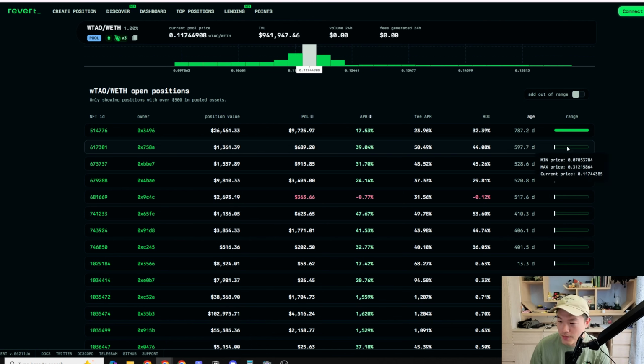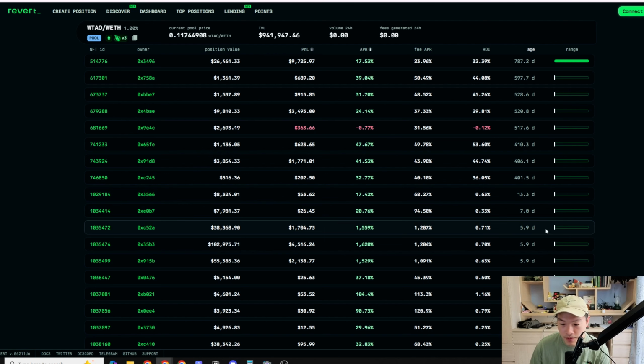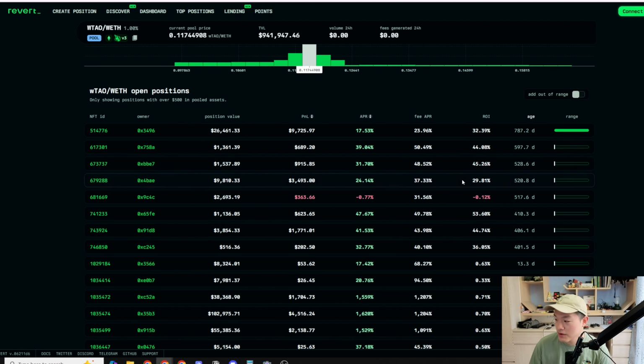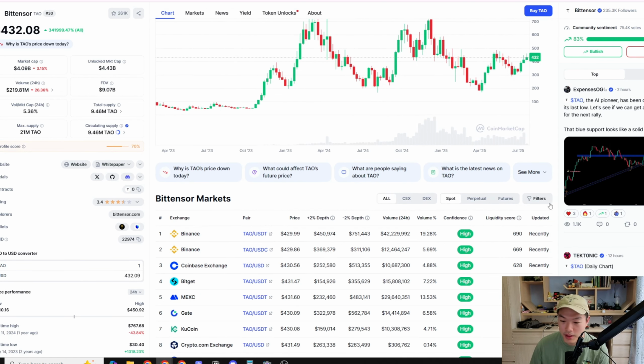A range of 0.078 to 0.31 is pulling a 50% APR over the last 2 years here. Some of these pools are newer, has been in range for 5 days, but conservatively for a wider range strategy, I believe that 30 to 50% APR is very achievable with this pool. And if we look at BitTensor Tau here, you can see Tau is actually ranked number 30 with a market cap of 4.43 billion. So it's much safer to be yield farming this compared to like a random meme coin, right?